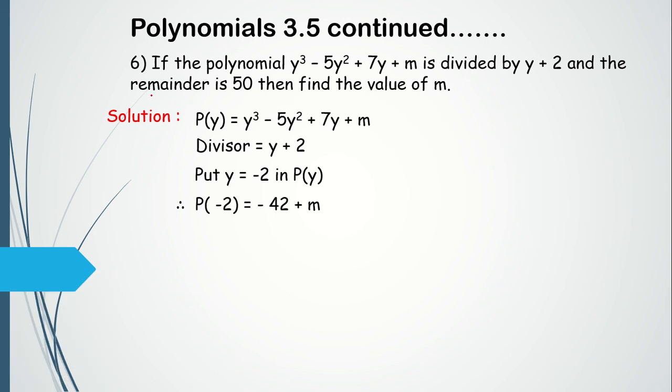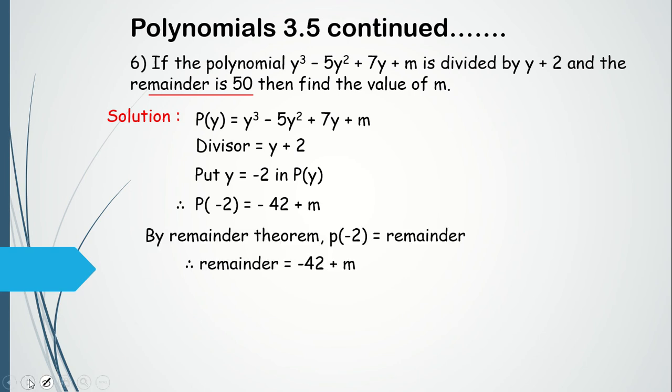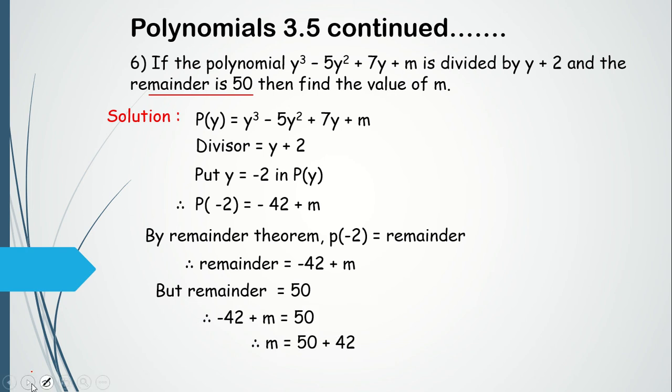Okay, but the remainder is also given in the question as 50. So we just equate this to 50: minus 42 plus m, but the remainder is 50. So we equate that to 50. Minus 42 will go that side and become plus 42. Therefore m is equal to 92.